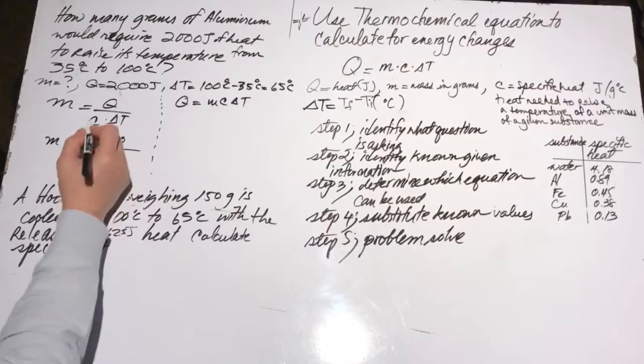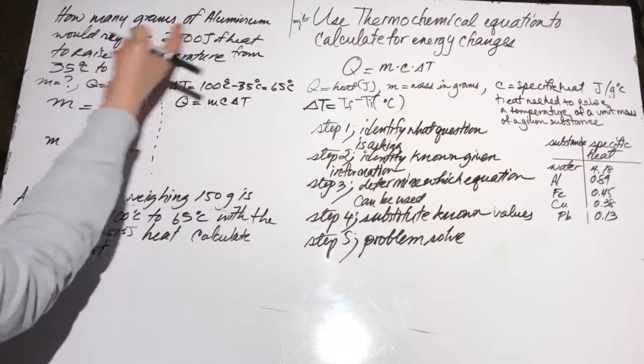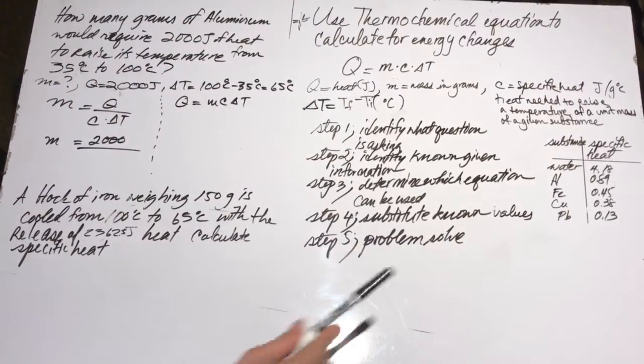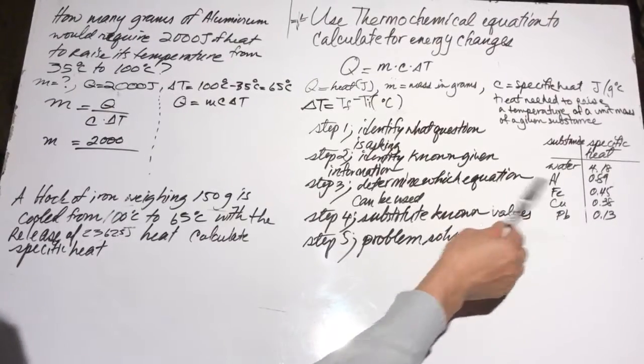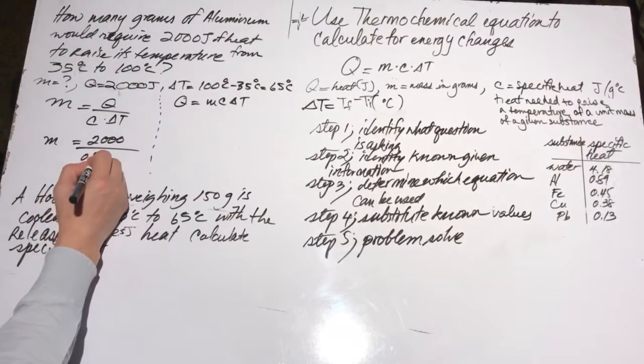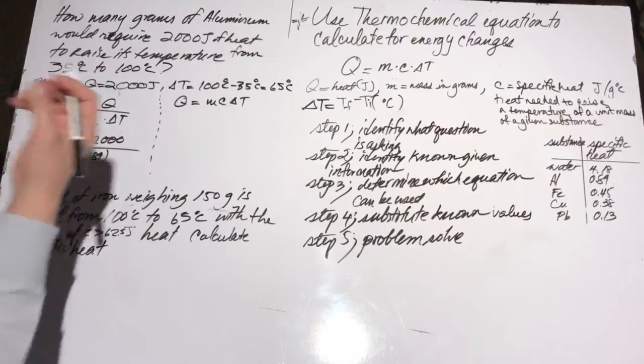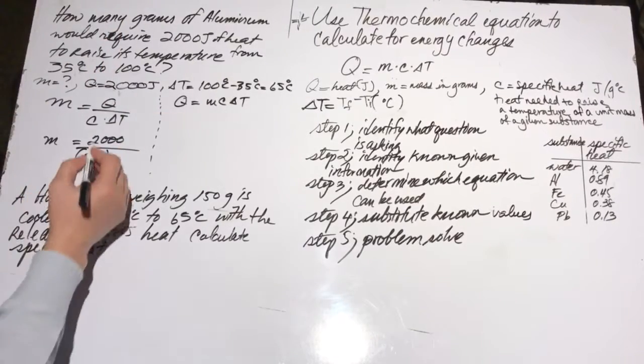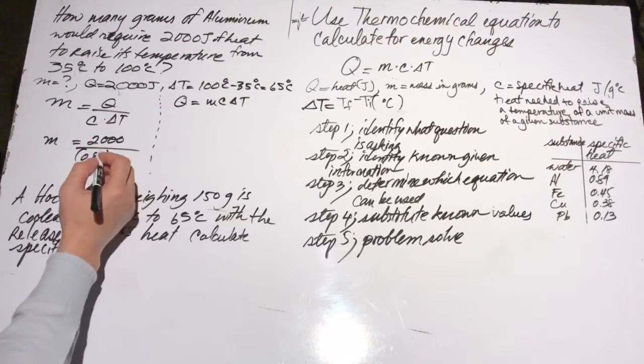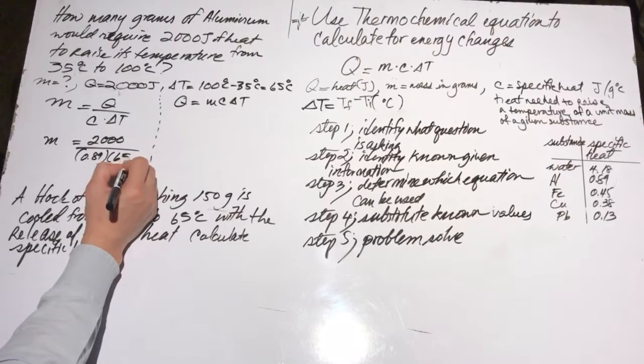Substitute 2000 joules here, and the specific heat of aluminum. You have to go back to see where aluminum is, which is Al, which is 0.89. If they don't tell you, you need to know that from the table, or ask the teacher. The change of temperature is 65.